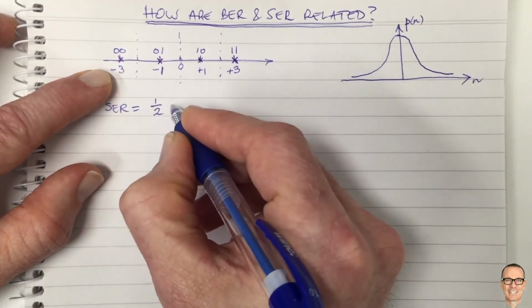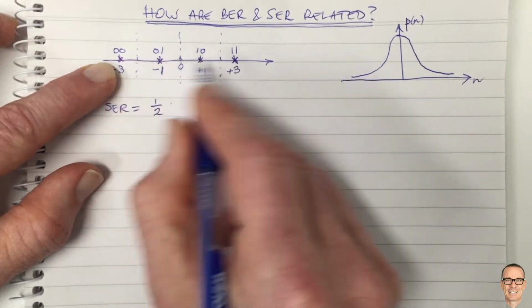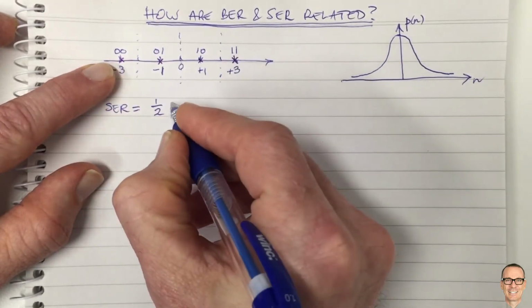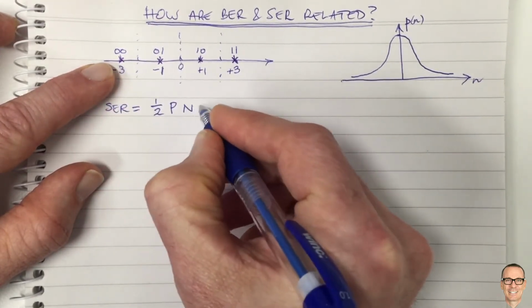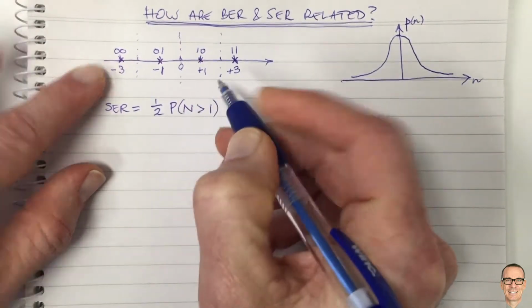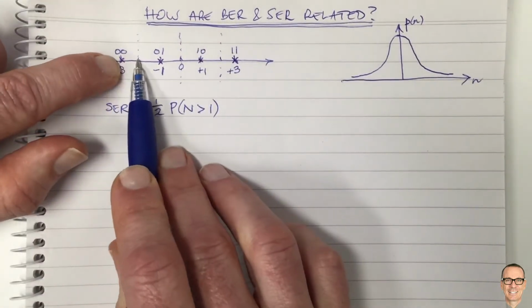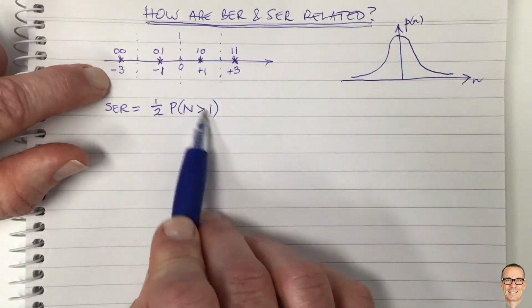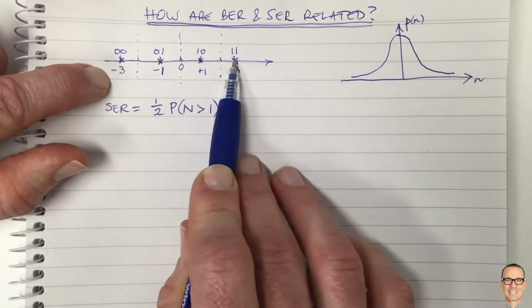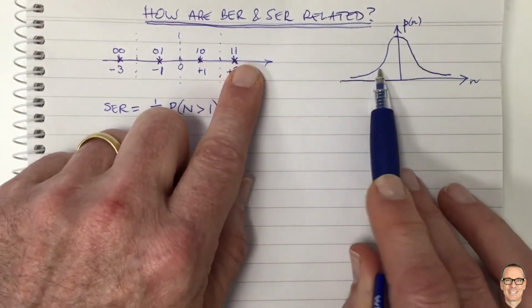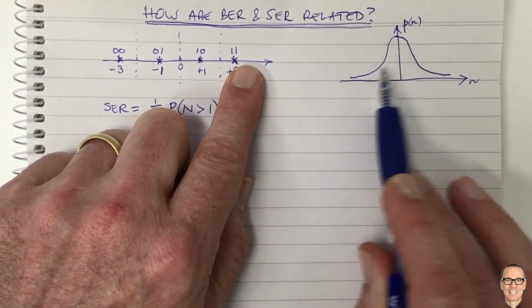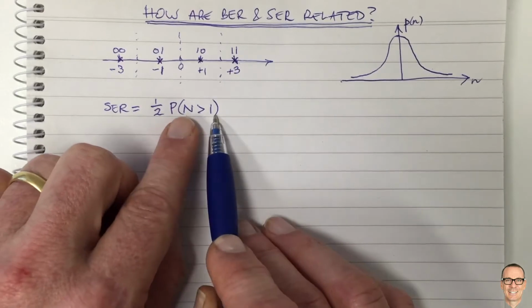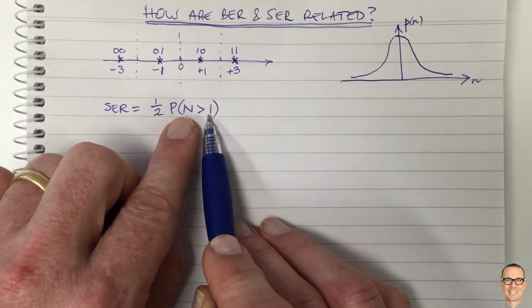So the symbol error rate is half, because half of the symbols are these outer symbols, times the probability that the noise is bigger than 1. So this is if you sent this symbol and the noise is bigger than 1, so -3 plus something bigger than 1 puts you in a different region. Or this symbol, and because the noise distribution is symmetric, it being bigger than 1 is the same as the probability of being less than -1.